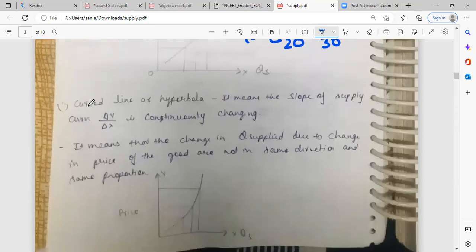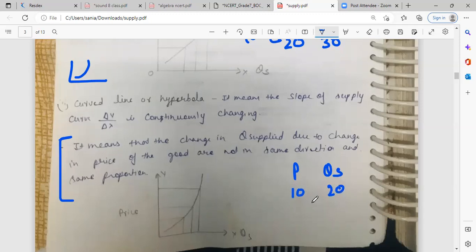But the second is a curved line or hyperbola. Your supply curve can look like this as well. In what situation? It means that the change in quantity supplied due to a change in price of a good are not in the same direction and same proportion. For example, this is price, this is quantity supplied. If price is 10 and quantity supplied is 20, and now price increased to 20, but the quantity supplied is 80, you can see that though they are increasing, the difference is different. So in that case, your supply curve won't be straight. It will be a little bit curved, which is known as a curved line or hyperbola. Clear?